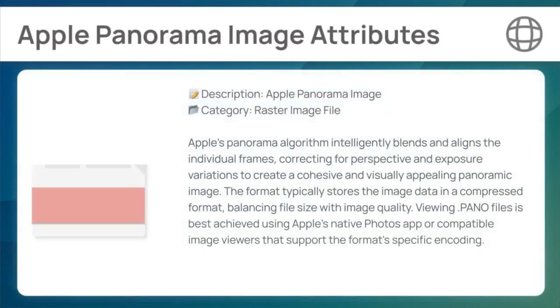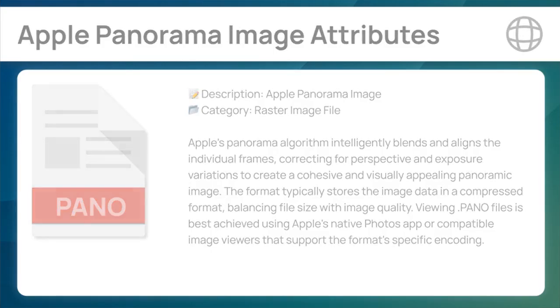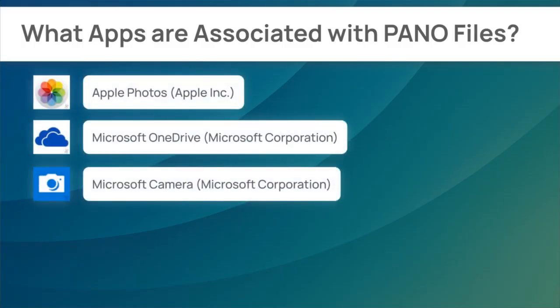Apple's Panorama algorithm intelligently blends and aligns the individual frames, correcting for perspective and exposure variations to create a cohesive and visually appealing panoramic image. The format typically stores the image data in a compressed format, balancing file size with image quality. Viewing PANO files is best achieved using Apple's native Photos app or compatible image viewers that support the format's specific encoding. Official support for PANO is primarily provided through Apple Photos from Apple Inc.